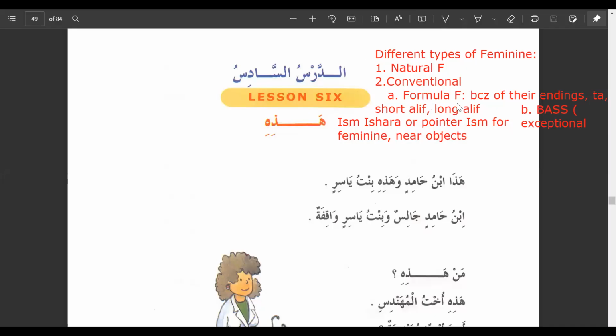Okay, so what we learned last time: different types of feminine and ism ishara for feminine near objects, hazihi, right? In different types of feminine, we have mainly two types, natural and conventional. Natural feminine, you know. And then in conventional, again two types. One is because of the ending of the ism, and the other one is because the Arab said so, which is called exceptional feminine. Okay?